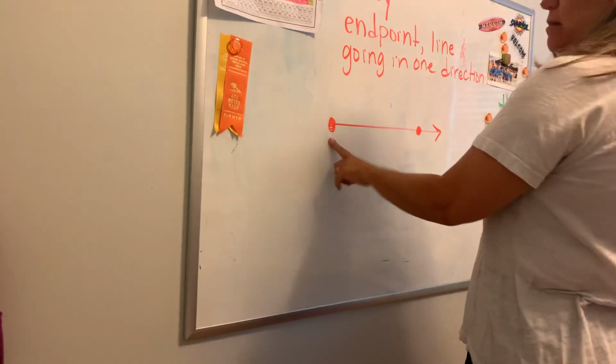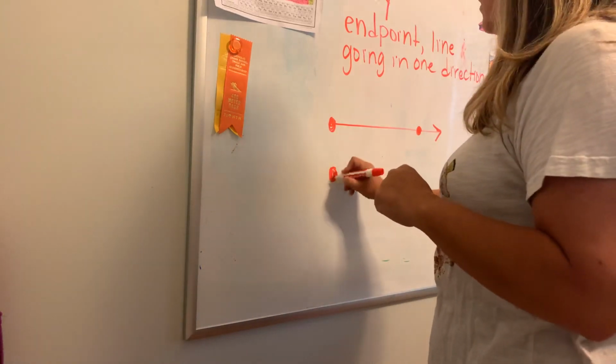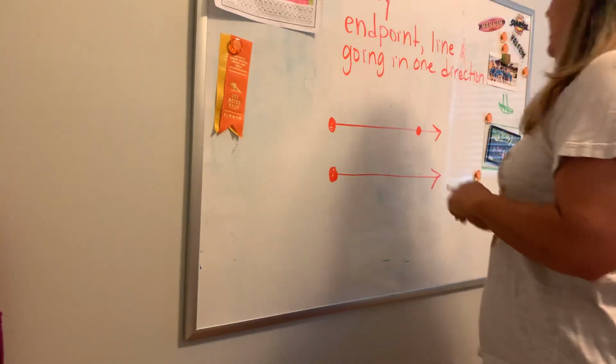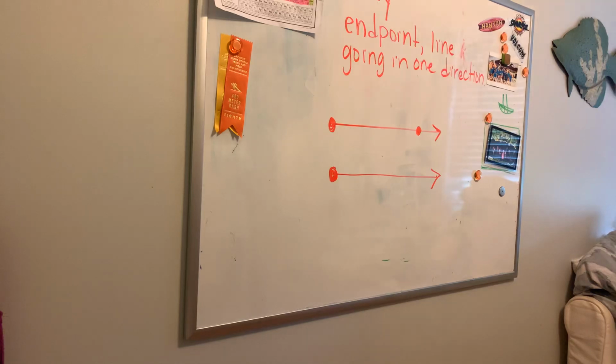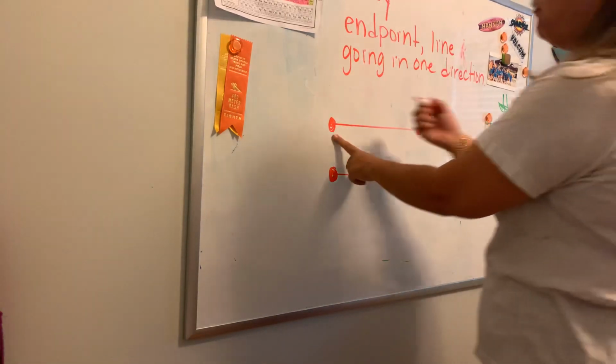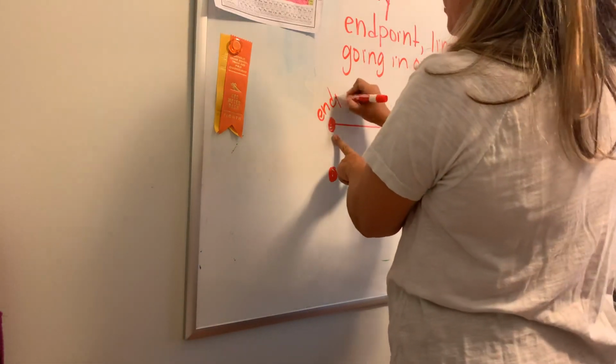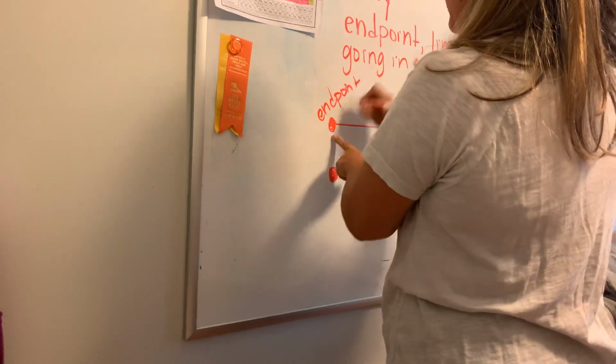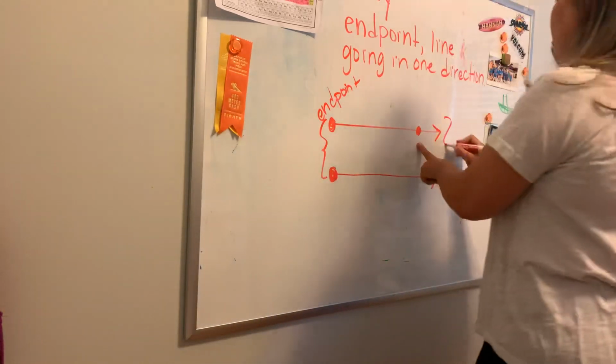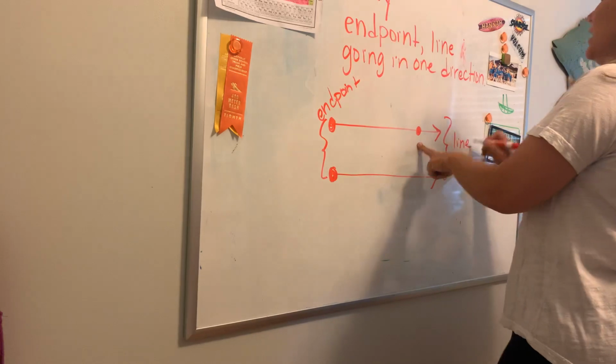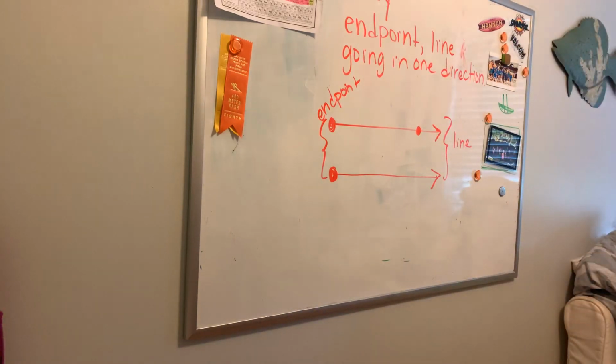Again, you'll see it sometimes written like this, or you might also see it like this. Both of those are rays because we have an endpoint on either side, and then we have a line, I shouldn't say a line, but it goes on indefinitely in one direction, but it kind of looks like a line, so that's why I wrote a line.